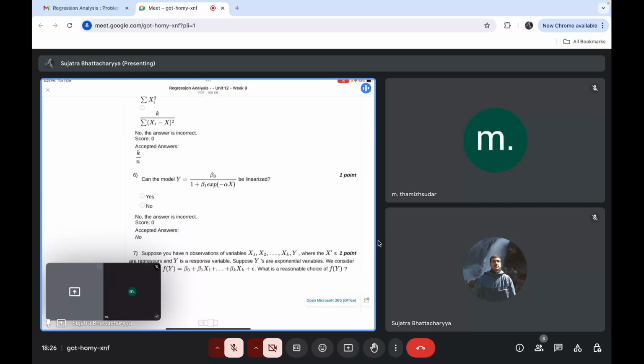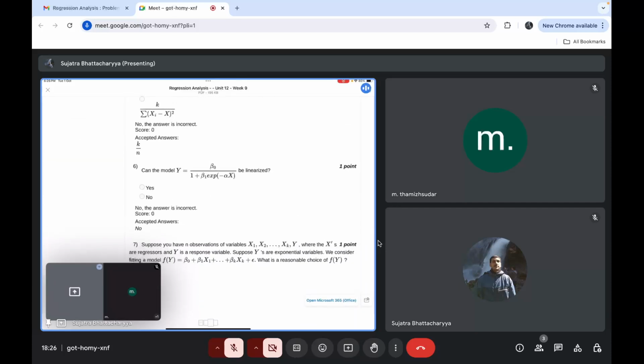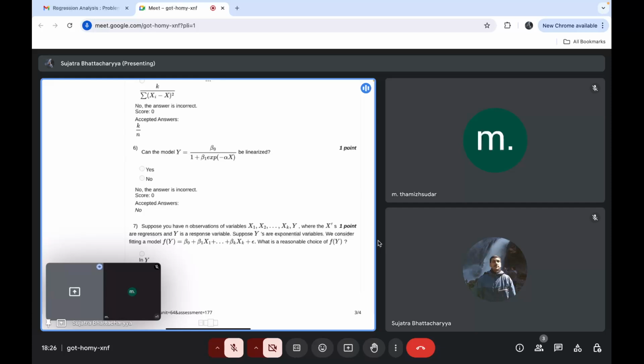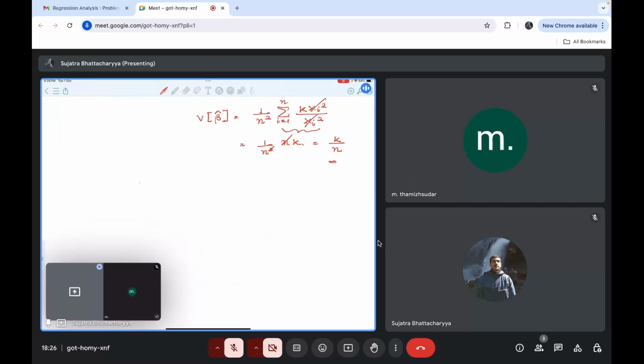Now, the sixth and seventh are easy questions. In the sixth question, it is being asked whether the model y is equal to beta naught upon 1 plus beta 1 exponential of minus alpha x can be linearized or not. Let's see. What is being asked? So y is equal to beta naught upon 1 plus beta 1 exponential of minus alpha x. Can it be linearized or not? This is the question.